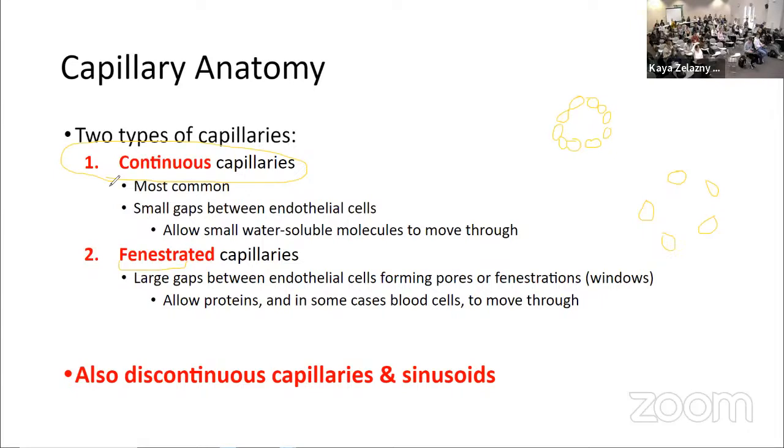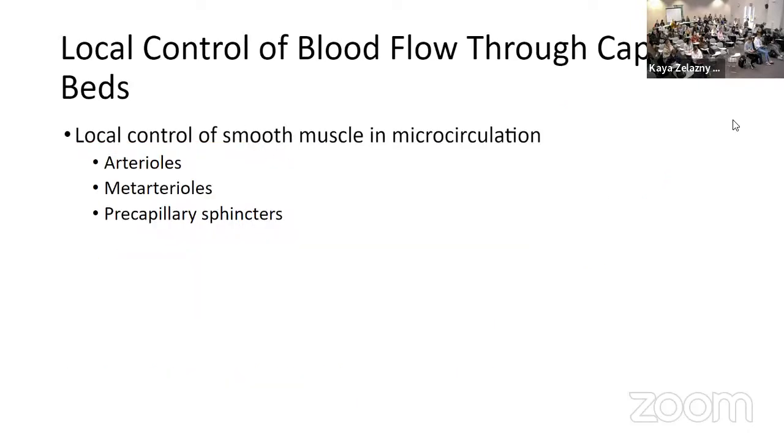Okay. There are other forms of capillaries that we are going to completely ignore, called discontinuous capillaries and sinusoids, which are specific to specific regions of the body. We're just going to go with our generic continuous capillary. Okay. So we're going to take a look at how we have the microcirculation, so our arterioles, our capillaries, our venules, working together, working with the smooth muscle in there to control how much blood goes through a capillary bed.